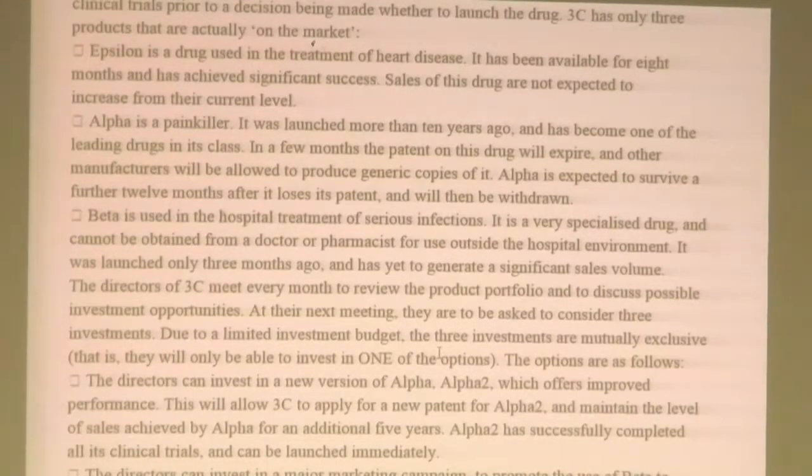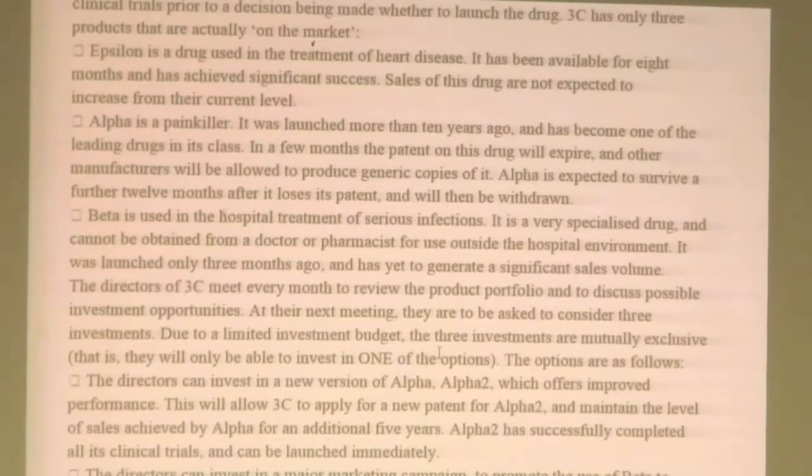Beta is used in the hospital treatment of serious infections. It is a very specialized drug and cannot be obtained from a doctor or a pharmacist for use outside the hospital environment. So it's a specialized drug for an infection. It was launched only 3 months ago and has yet to generate significant sales.